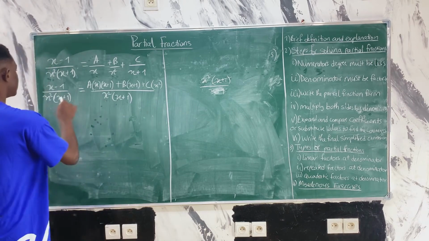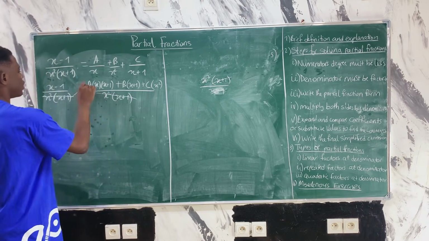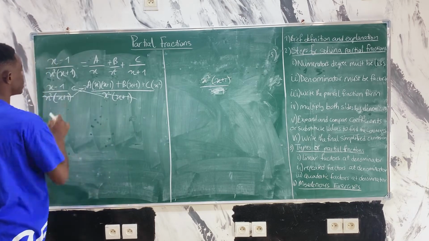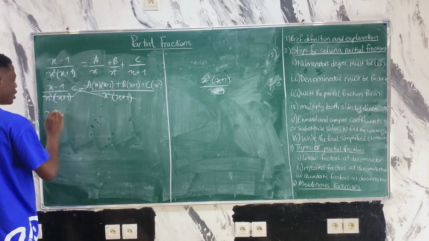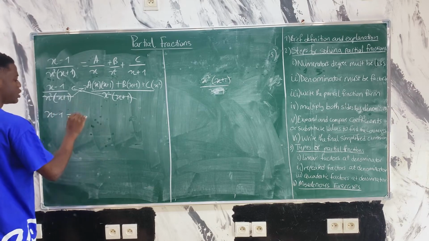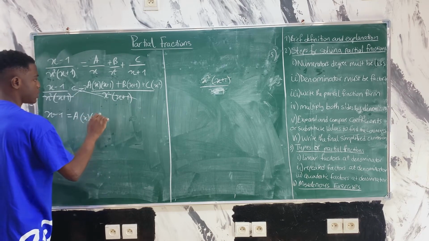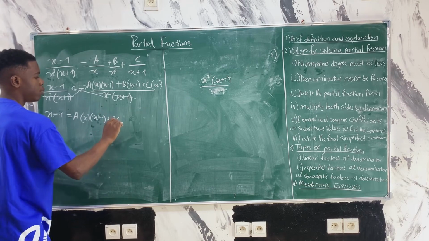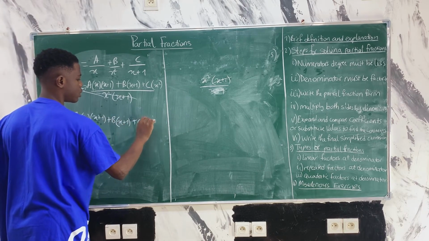When we cross multiply, we will see that this will cancel with this, as we did in the previous exercise, and we'll be left just with the numerators. So the numerators will be x minus 1 equals a into (x plus 1) plus b into (x plus 1) plus c into x squared.